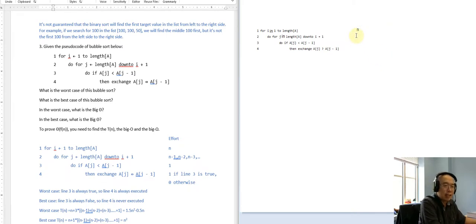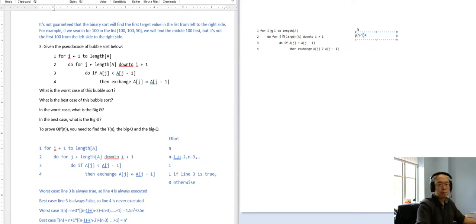And the second line is kind of hard because, well, how many runs line 2 is going to be executed depends on what the i value is. Say for the first round, i is 1, right? So when i is 1, it is from n down to 2. So in the first round, it is n minus 1 rounds of the execution when i is 1.